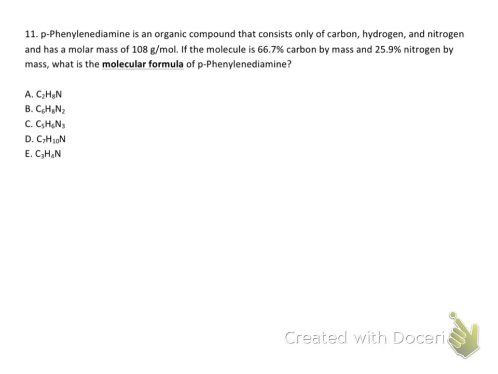What I mean by that is, if it's 66.7% carbon and we have 100 grams of a sample, it would be 66.7 grams of carbon. We're going to use the same logic then. If we have 100 grams total and it's 25.9% nitrogen, that would be 25.9 grams of nitrogen. Because the formula, it's arbitrary how much you have. It doesn't matter if you have 100 grams of it or 1 billion grams of it, it's still going to have the same formula. Finally, whatever's left over here is going to be hydrogen.